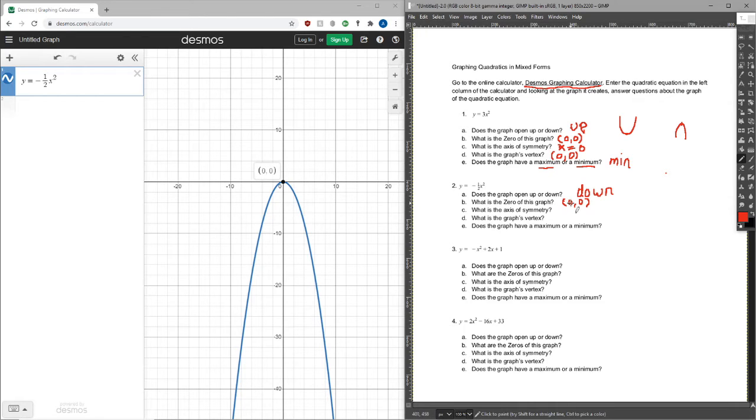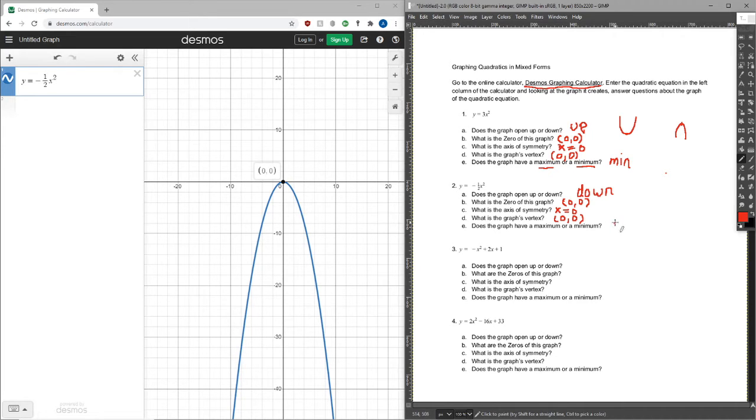What is the axis of symmetry? Look at the first number in the vertex, not the zero of the graph, but the vertex of the graph. Let's write our vertex down here. Vertex is 0, 0 also. If you look at the first number in the vertex of the graph, that will tell you what x equals. And in this case, x equals 0. The axis of symmetry is that line that splits the graph exactly in half, straight down the middle.